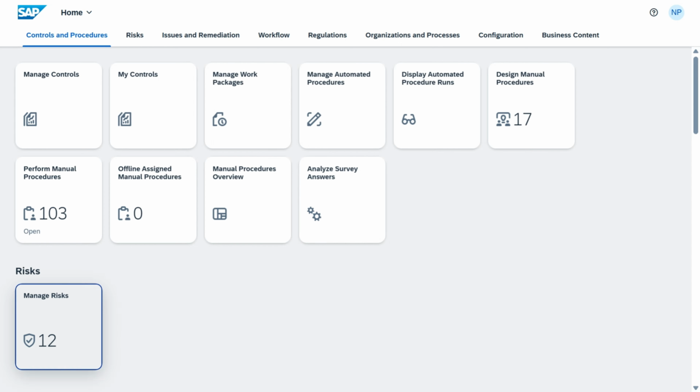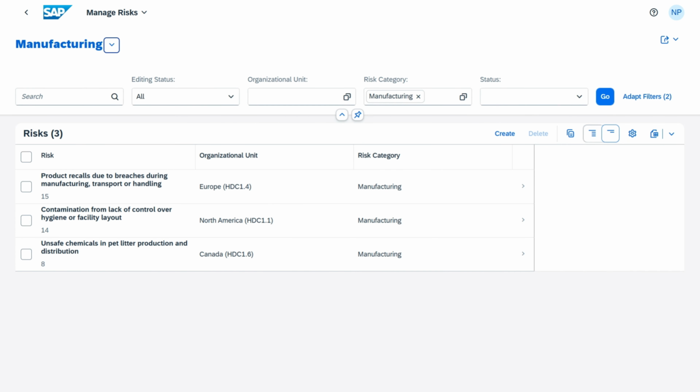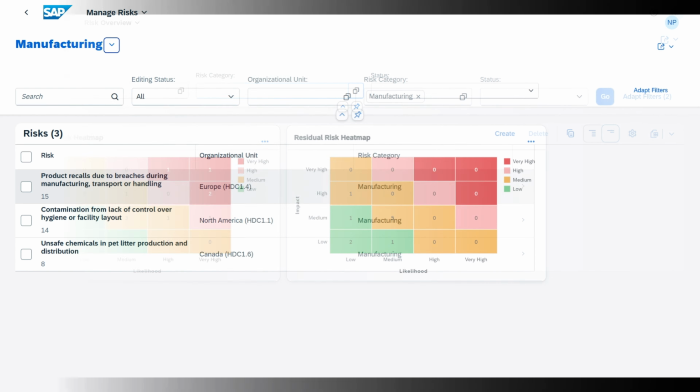The first risk in the risk register deals with product recalls due to problems in manufacturing, transportation, or handling. The second deals with contamination due to lack of hygiene control, while the third deals with product contamination in pet food manufacturing.